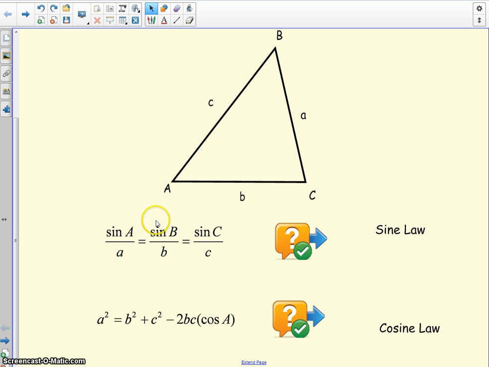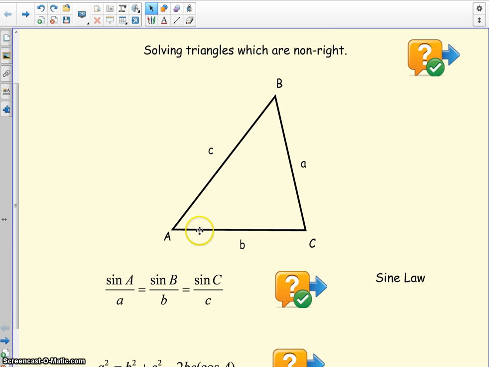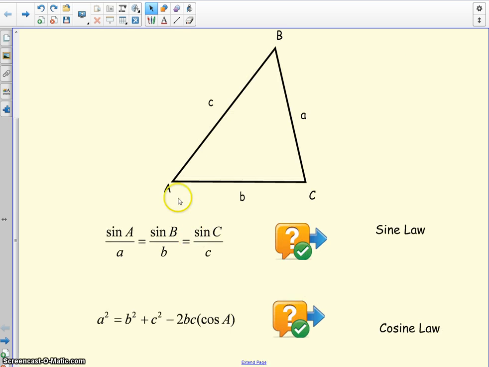So the big thing with sine law is it compares the ratios of corresponding sides. So the side with the angle, the sine of the angle across from it, it's the same ratio for every pair. Note that the convention here, you might remember, is that when we label a triangle A, B, C for the angles, sides a, b, and c are across from their respective angles with the same letter. So for example, side a is across from angle A, side b is across from angle B, side c is across from angle C. And you'll see those relationships when you see the equations as well.